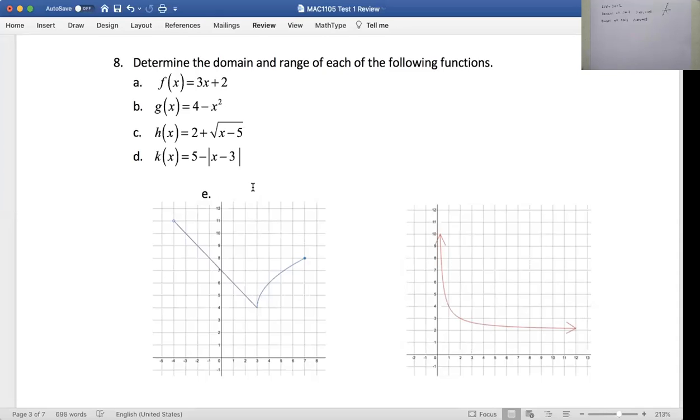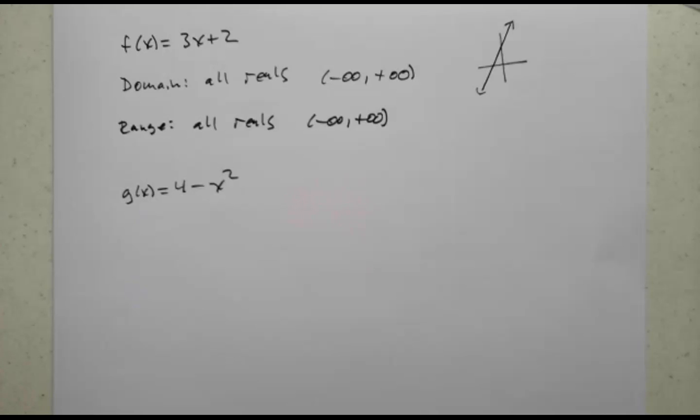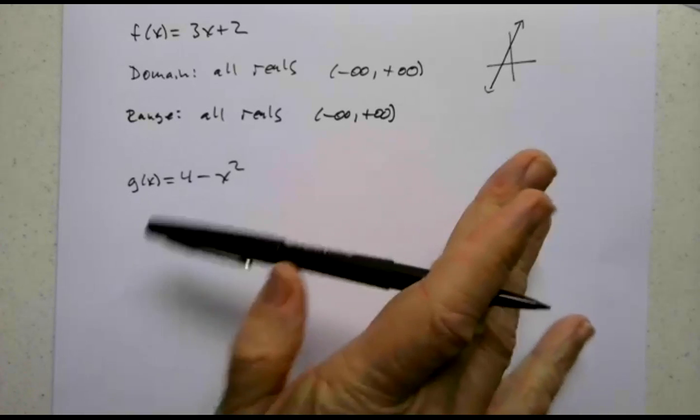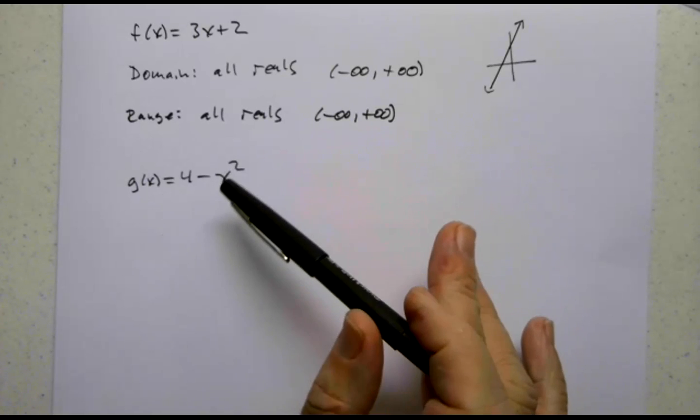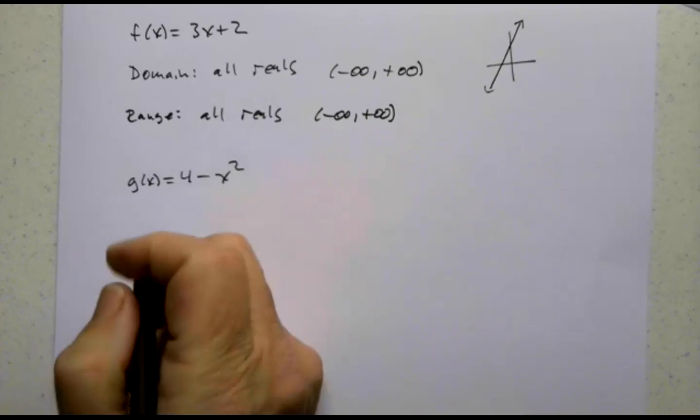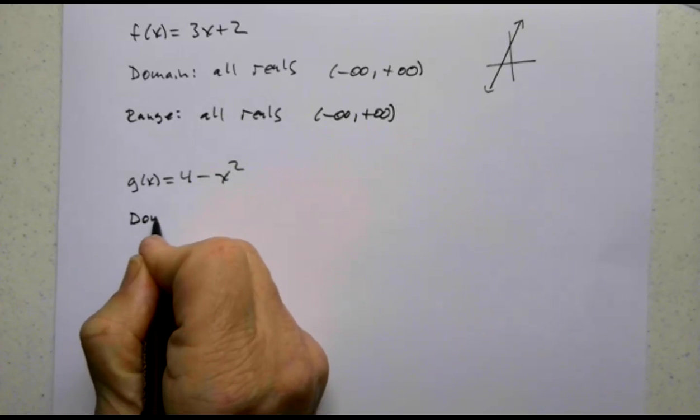g of x is 4 minus x squared. Now this is a little different. Are there any restrictions on x? Can I plug in positive numbers? Sure. Can I plug in negative numbers? Yeah, negative 5 quantity squared works. So I can plug in anything for x. So my domain will again be all reals.